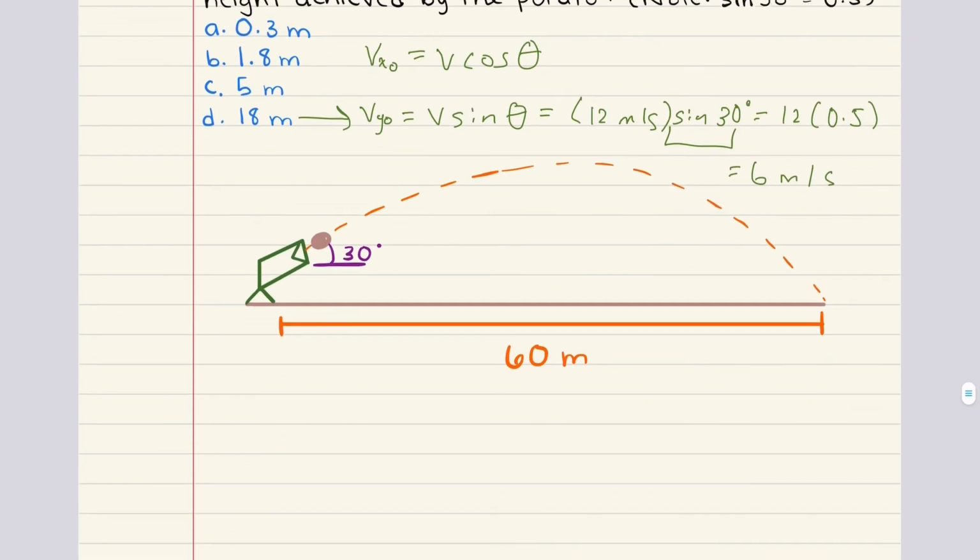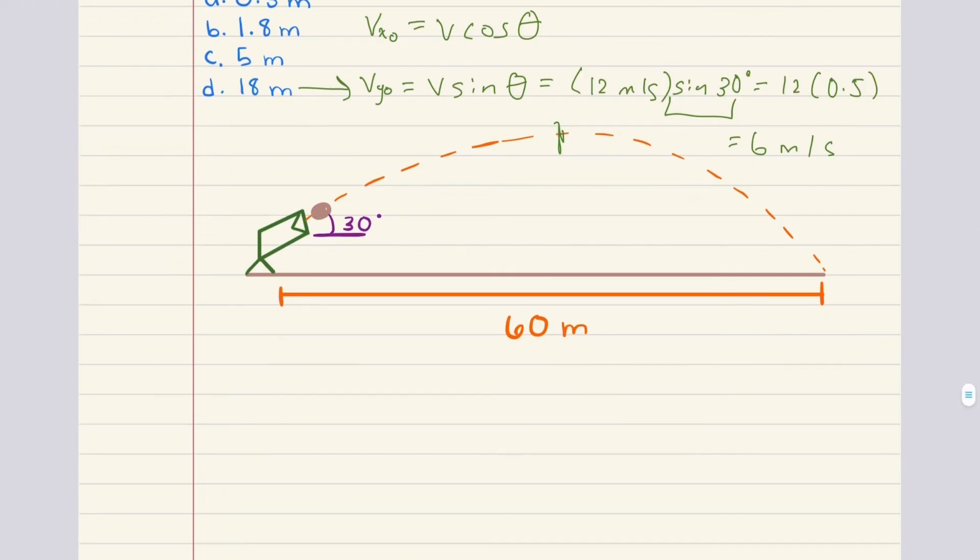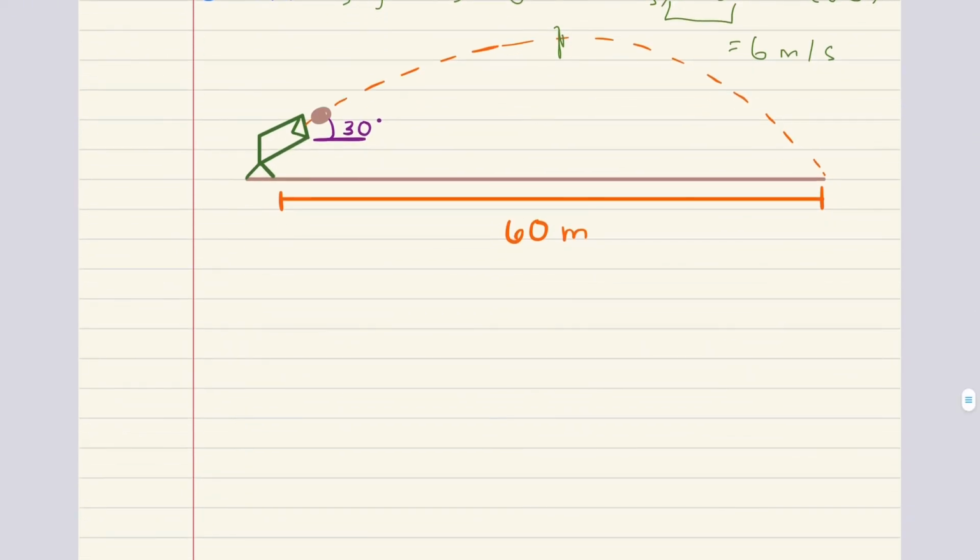And the idea is that at the highest point, the potato's vertical velocity becomes 0, and we can use the following kinematic equation. Vy squared is equal to Vy naught squared minus 2gh. This Vy squared, this is our final velocity at the top. This is equal to 0. So this is going to be 0 meters per second squared. This is just going to equal 0.